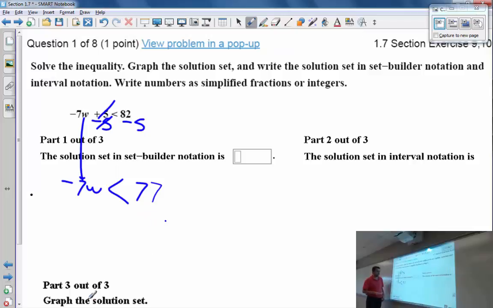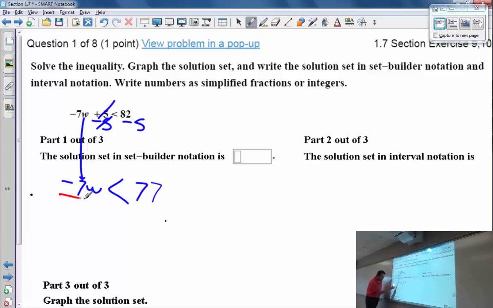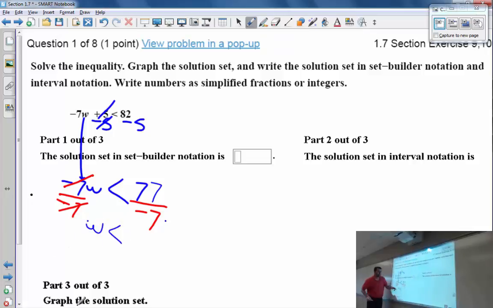Alright, it's 77. Now let's divide both sides by -7 because we don't want to have anything besides W. So I divide both sides by -7. And finally, W is there, which is, what is 77 over 7? How many times 7 goes into 77? -11. Alright, mistake. I did the same mistake from last time. We need to flip the sign.